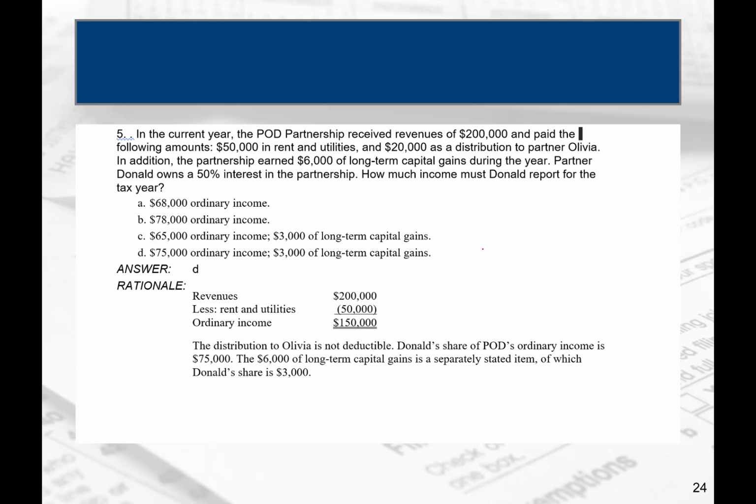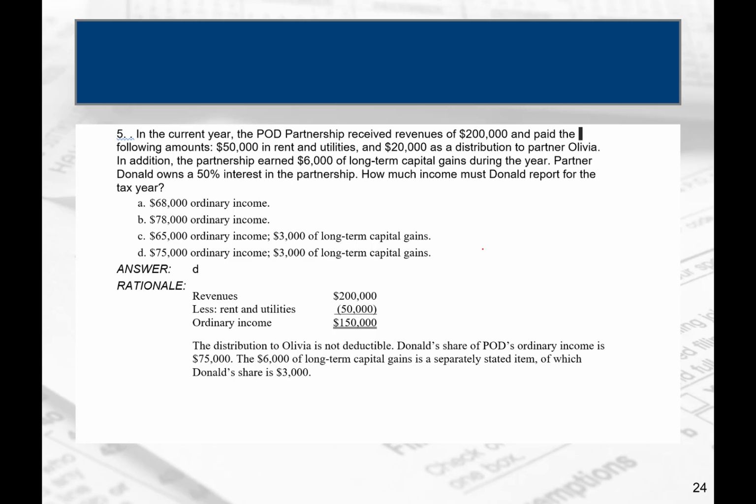Okay, all right, let's take a look at a couple questions here. This partnership receives revenues of $200,000, paid $50,000 in rent, and made a $20,000 distribution to the partner. In addition, the partnership earned $6,000 of capital gains during the year, and they have a 50% interest. And so the question asks, how much must Donald report for the tax year?